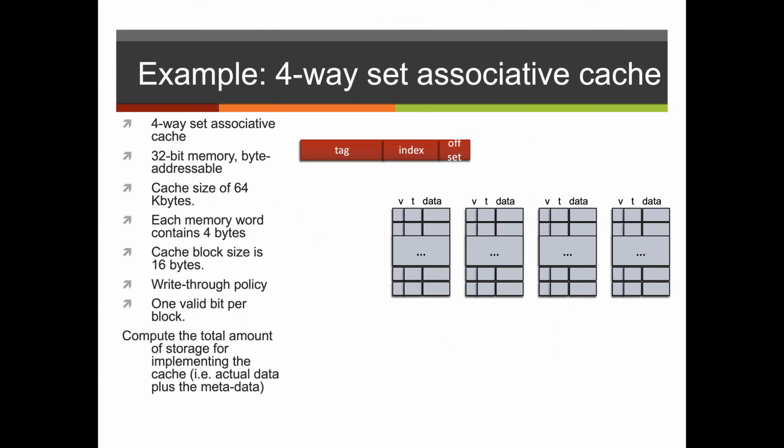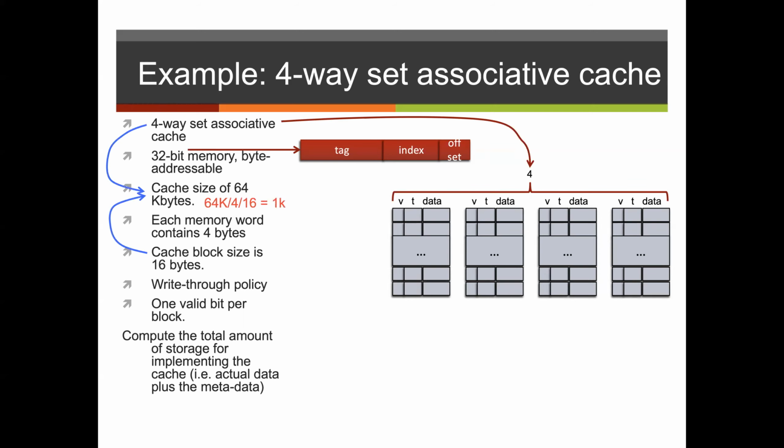And so an example with our 4-way set associative cache, we have a 32-bit memory that's byte addressable. We have 64 kilobytes within our cache size. A word contains 4 bytes. The block size is going to be 16 bytes, so 4 words. We have an appropriate write-through policy, and we have 1 valid bit per block. So we have our 4 caches here in parallel.